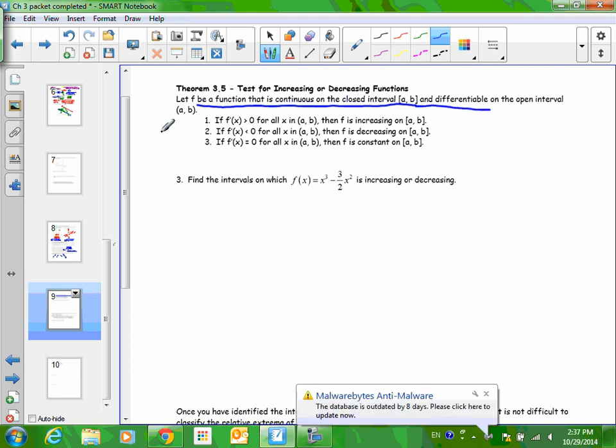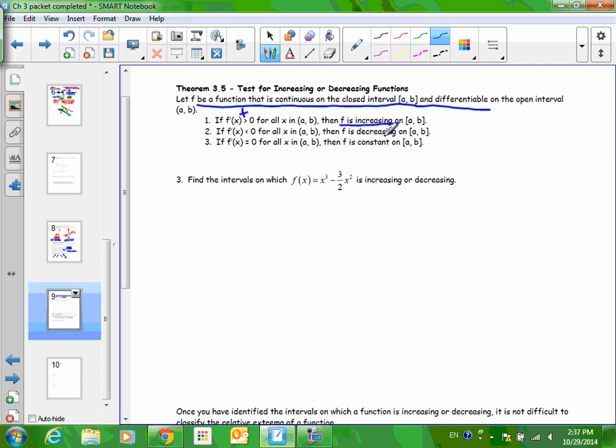Okay? If f prime is greater than 0, in other words, f prime is positive, then f is increasing. This is what we said yesterday on the previous page, just in reverse order. If f prime is negative, then f is decreasing. And if f prime is equal to 0, then f is constant.